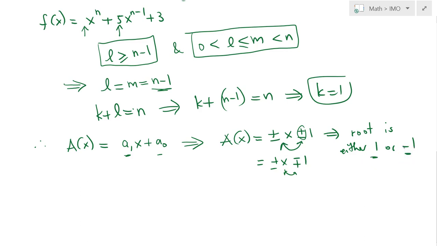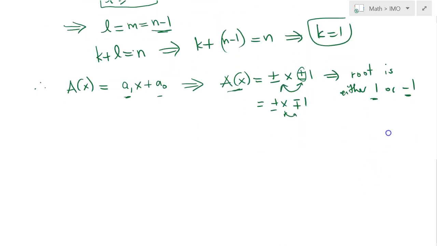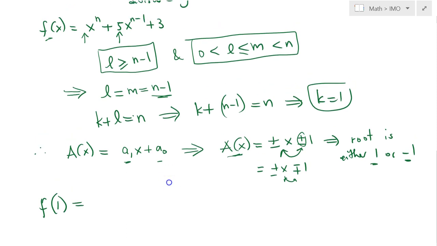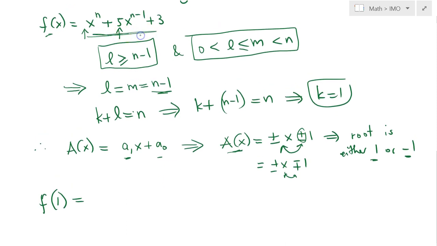So therefore you can have both roots, 1 or negative 1. But remember, any root of a of x will also be a root of f of x because f of x is equal to a of x times b of x. So as a result, let's test if that's possible. If we test f of 1, plugging into its form here, we would get 1 to the n plus 5 times 1 to the n minus 1 plus 3, and that will give us a 9.